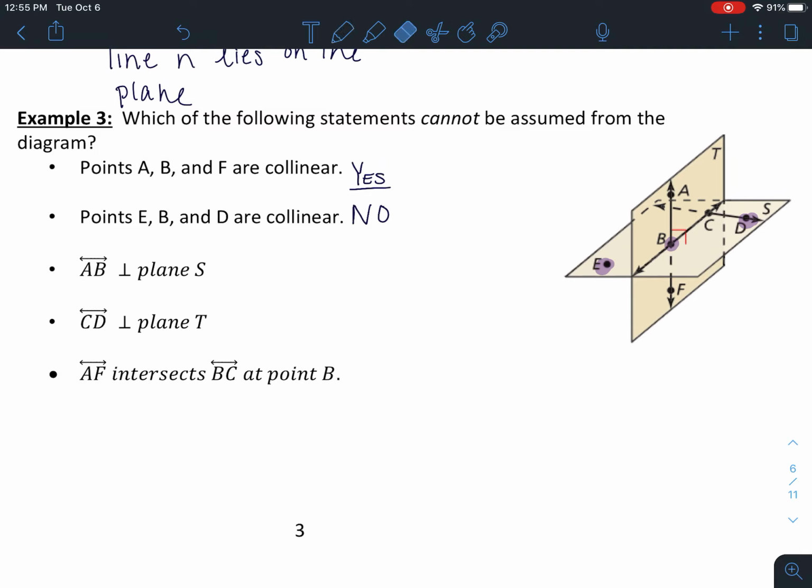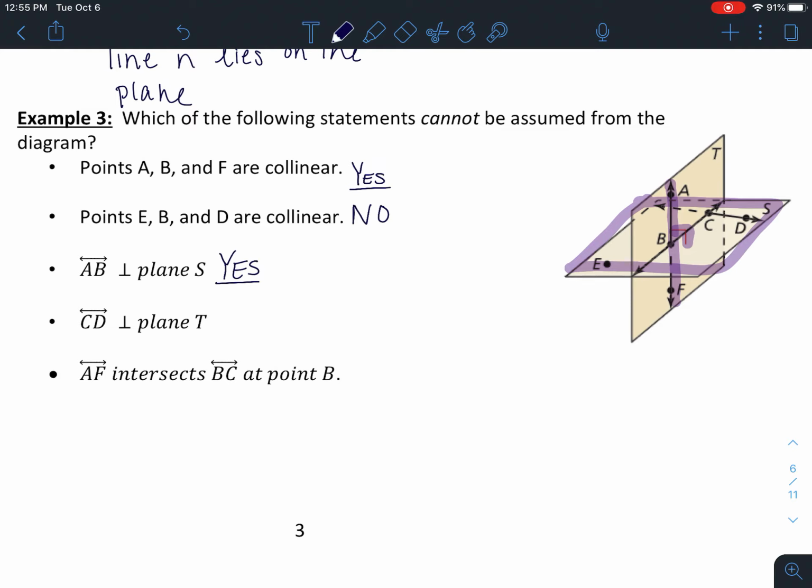Line AB is perpendicular to plane S. So here is line AB. And is it perpendicular to this plane right here? Now, if you notice right here, that is the symbol for a right angle. So because that symbol is there, this one is able to be allowed.